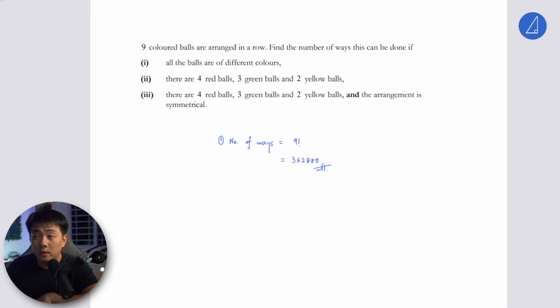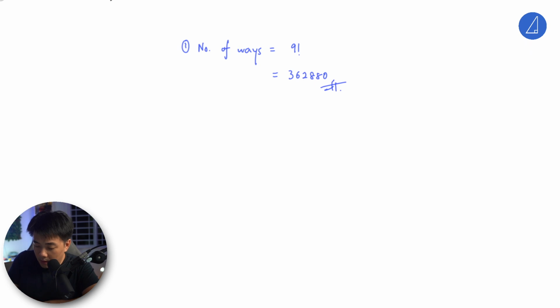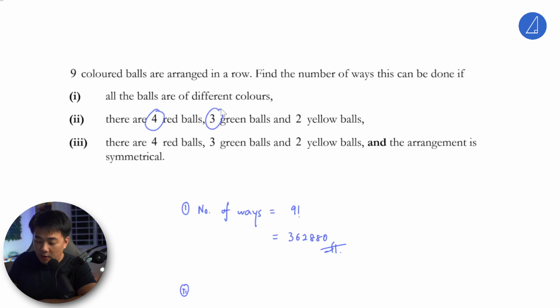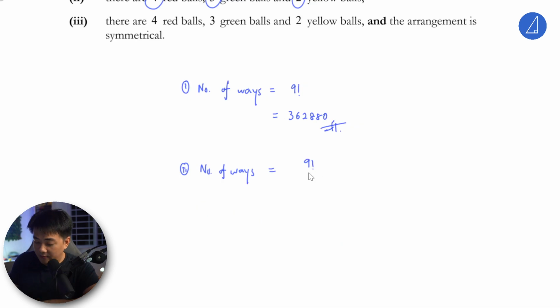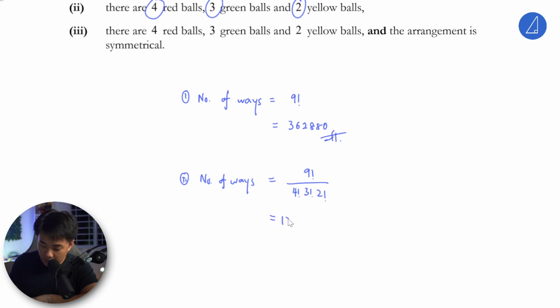There are 4 red balls, 3 green balls, and 2 yellow balls. These are identical balls, right? So in this case here, if they are identical, you need to divide by 4 factorial, 3 factorial, and 2 factorial. Because their arrangement must be sort of cancelled out, nullified, right? So it's 9 factorial over 4 factorial, for the 4 identical red balls, and 3 factorial for the 3 identical green balls. Although the question did not say, there are also 2 identical yellow balls. So this case here would be 1,260.